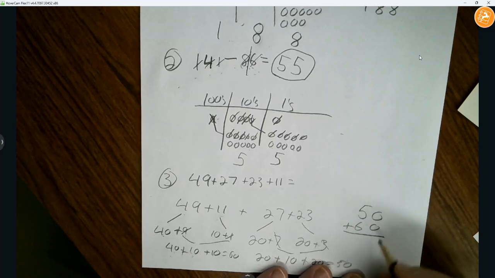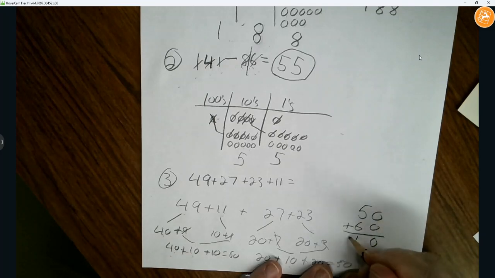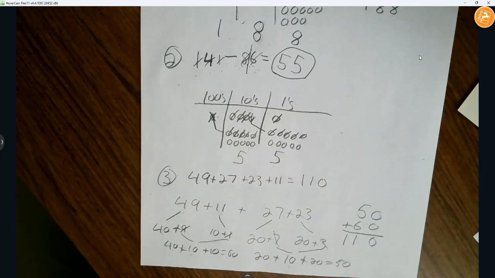So we have 0 plus 0 is 0. Now we just say 5 plus 6. And 5 plus 6 is 11. And because there's nothing over here, we can write the 11 right there. So our answer to this one would be 110.